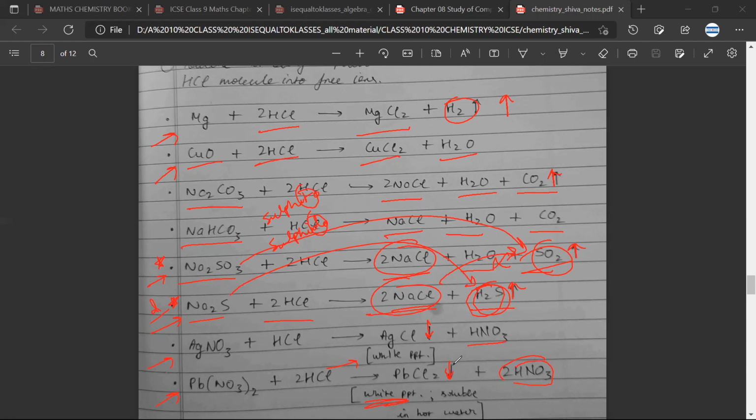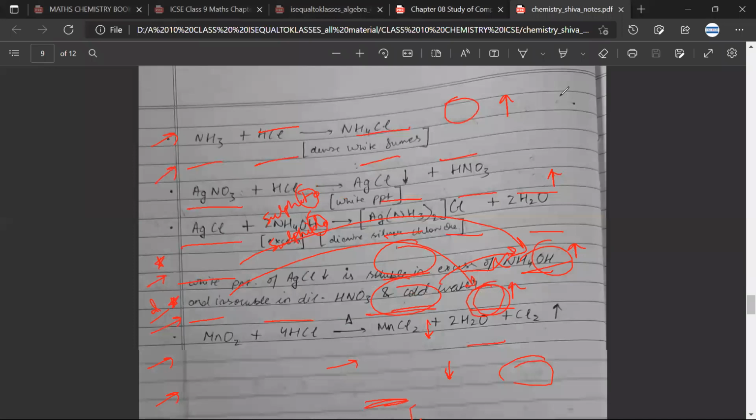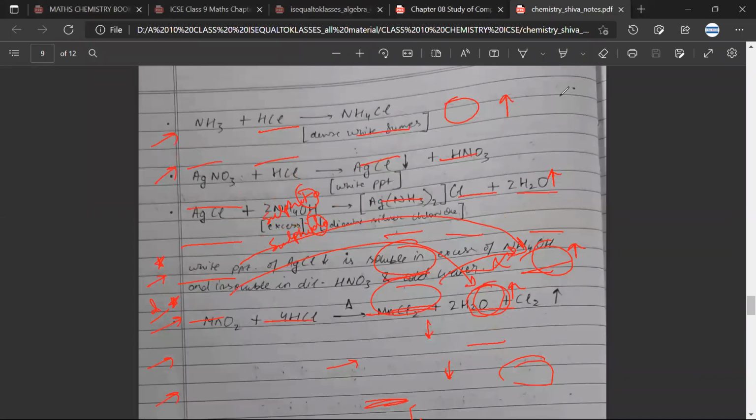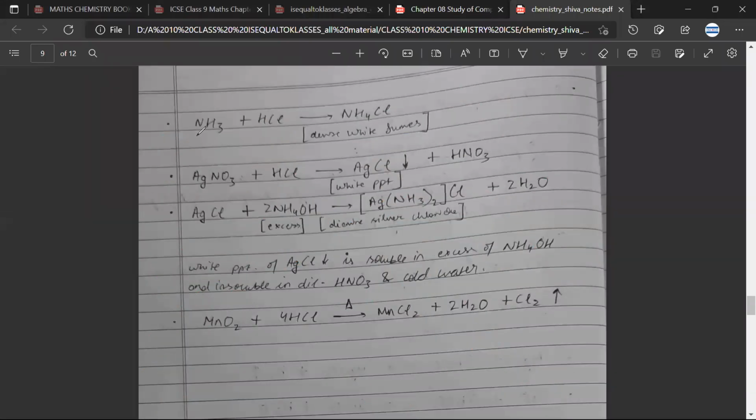And one more feature of PbCl2 precipitate is that it is soluble in hot water. Okay, so let's move on. Ammonia, NH3, plus HCl gives NH4Cl.